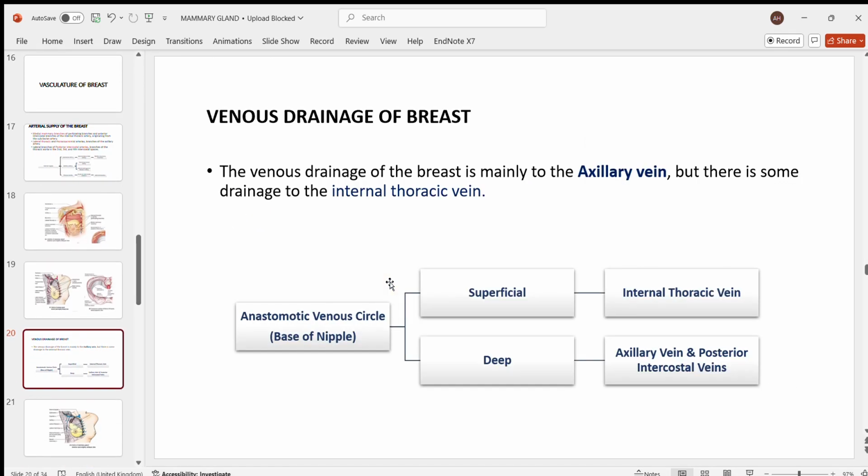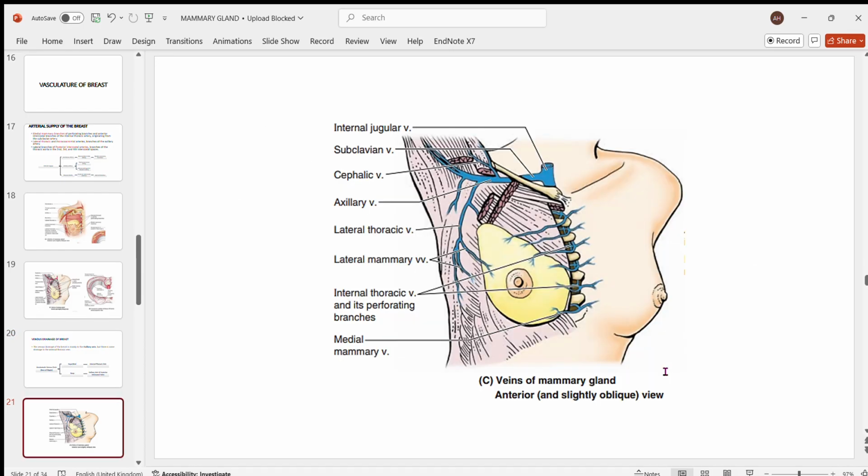Now, veins follow arteries. Remember this always. The veins of the breast are divided into superficial veins and deep veins. The superficial veins drain into the internal thoracic vein, and the deep veins drain into the axillary vein and posterior intercostal vein. Now look at this picture.